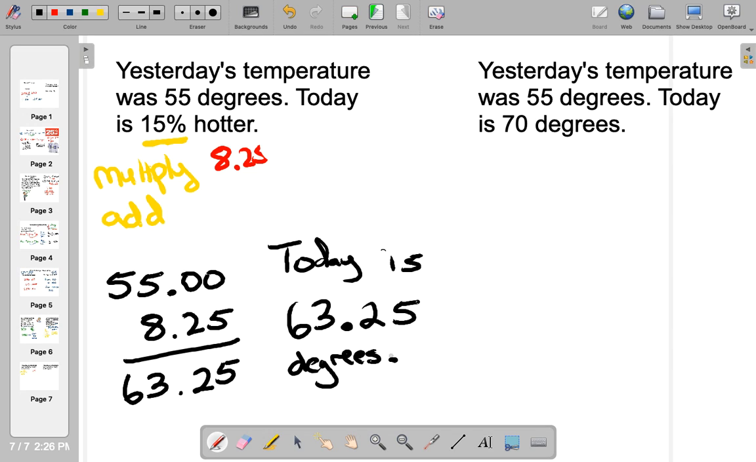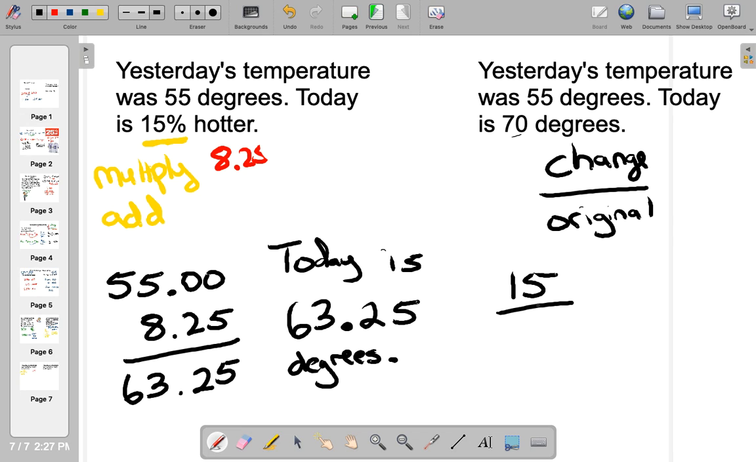So that will work. The problem on the right does not give us the percent. Therefore, we need to do change over original. So from 55 degrees to 70 degrees is a change of 15. Be very careful that you don't write 55 on the top. It's asking how much did it change?